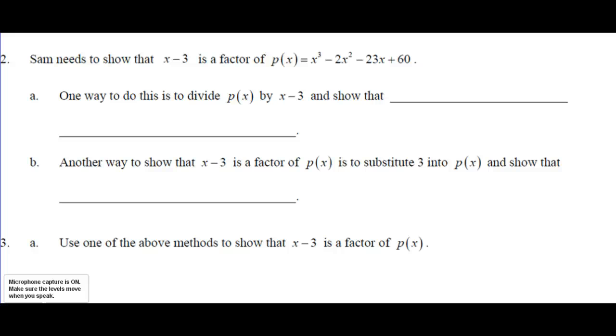The remainder is 0, and show that. Okay, so if we do a division and end up with a 0, the remainder is 0. If we get 0 for a remainder, then we know that the thing we divided by must be a factor.